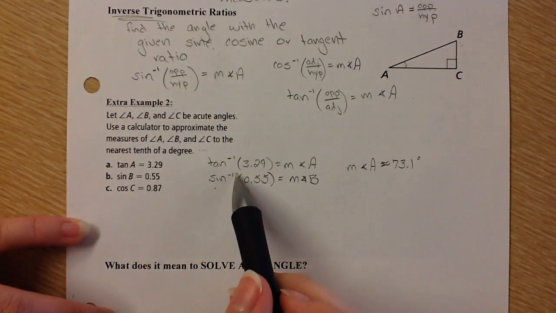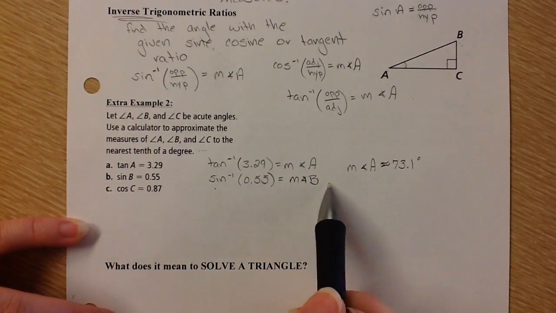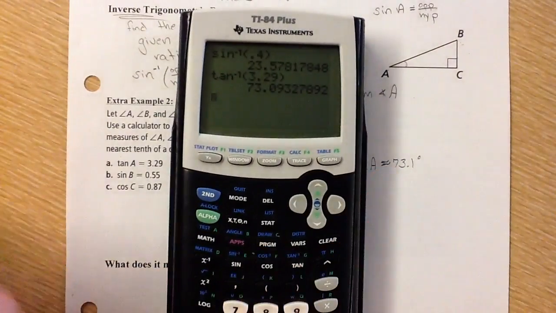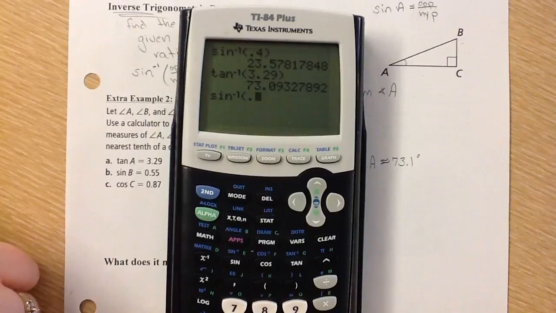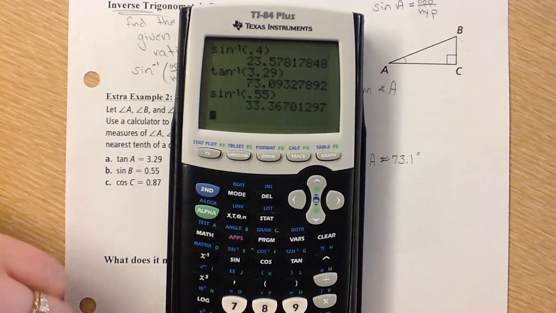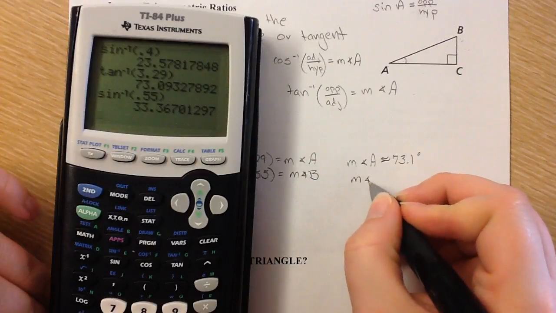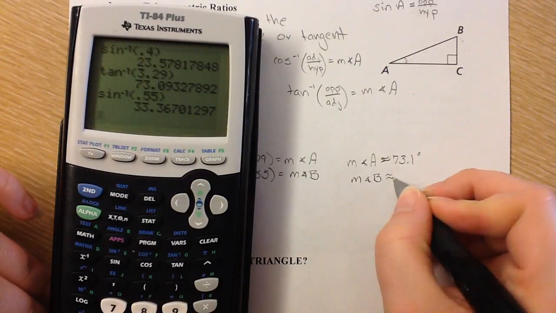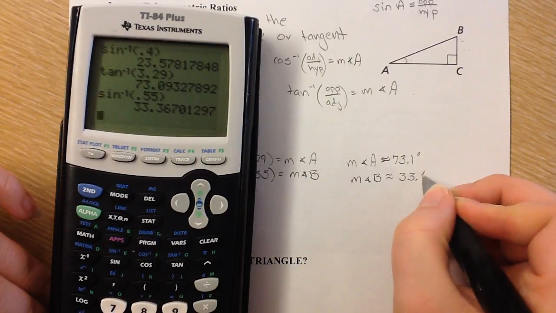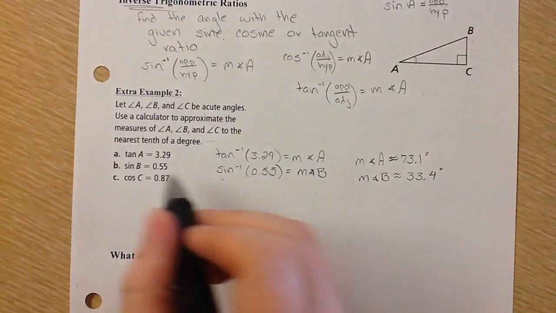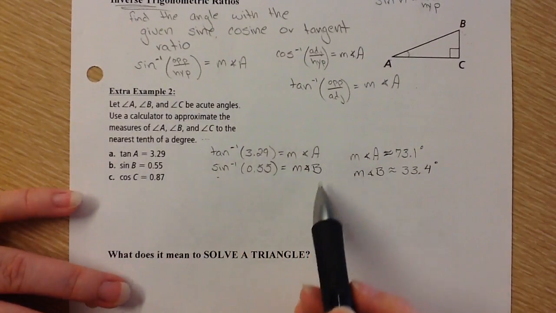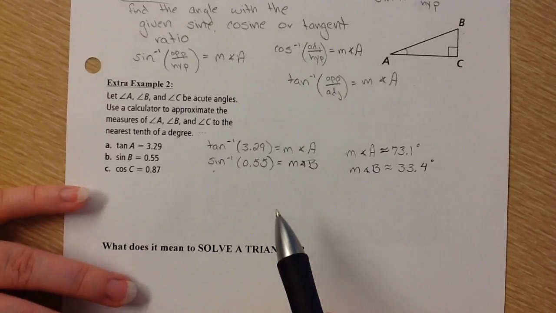Okay, so the sine inverse of 0.55 equals the measure of angle B. So to find the measure of angle B, we go sine inverse 0.55. So the measure of angle B is approximately 33.4 degrees. Again, this is just us practicing. This A, B, and C aren't all angles in the same triangle.